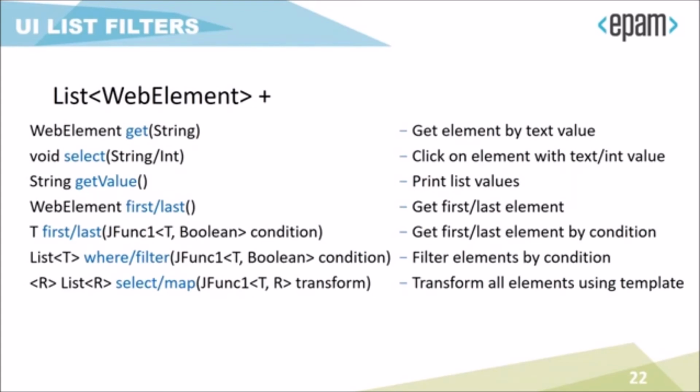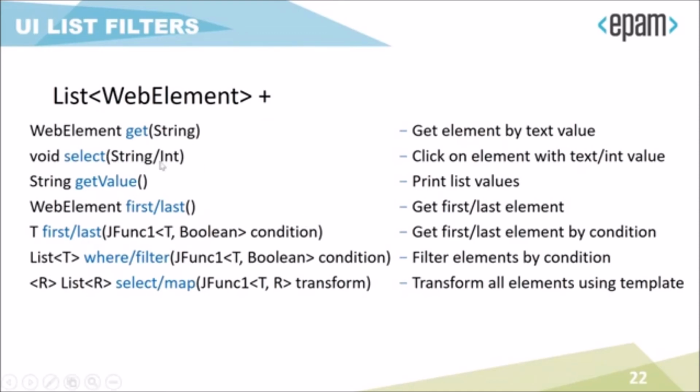Next is the wrapper around a list of web elements. This is your list. If you change the list of elements to your list, in addition you will get the ability to get elements by text. For example, you have checkboxes or radio buttons with some text, and you can say, I want to get, I don't know, the blue radio button, and then click on it.